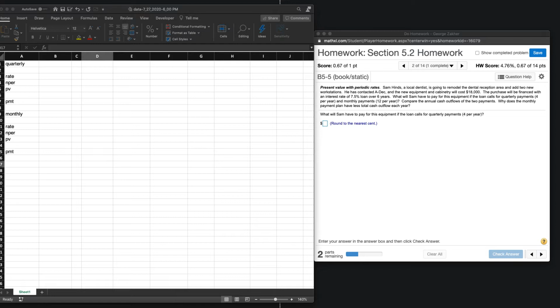So basically we're comparing the annual cash flows of these two payments, and we'll see which one costs more or less annually. So let's take a look at what we do know first. We'll start with our quarterly payments.